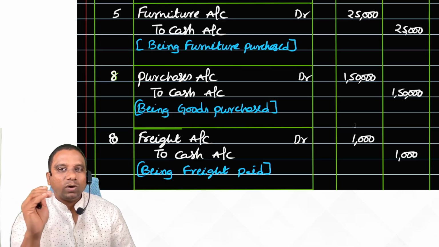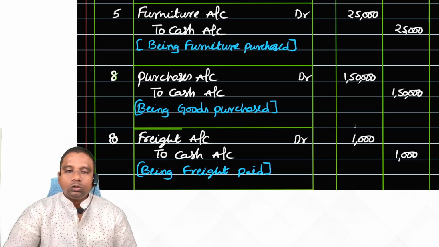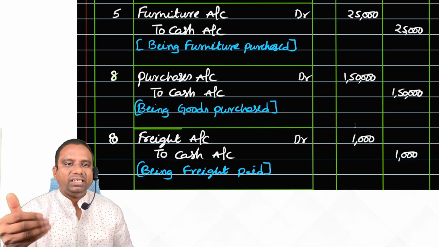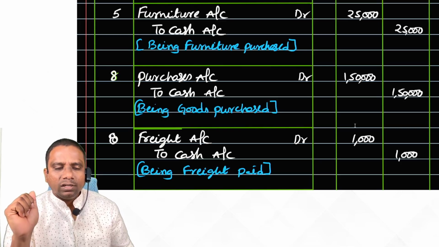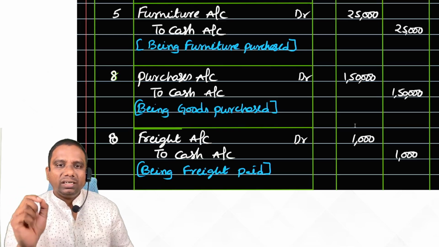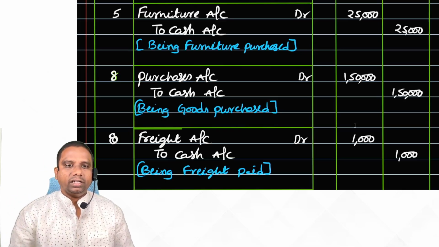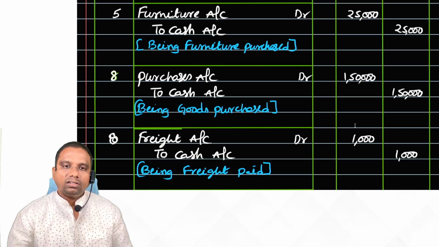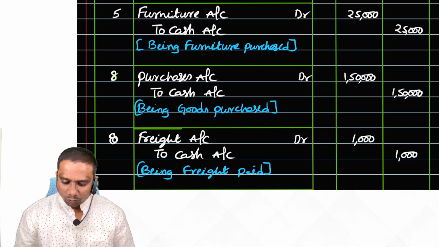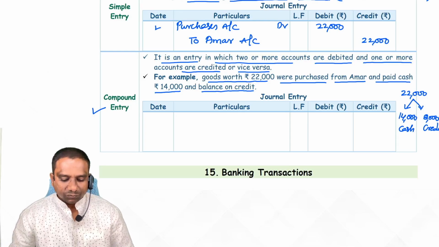To cash account 1,51,000. So wherever it is possible to write combined entry instead of writing two or three entries, wherever it is possible to write compound entry, it can be written as compound entry or combined entry or composite entry, whatever the name you call. Is it clear, students? This is the concept of compound entry.